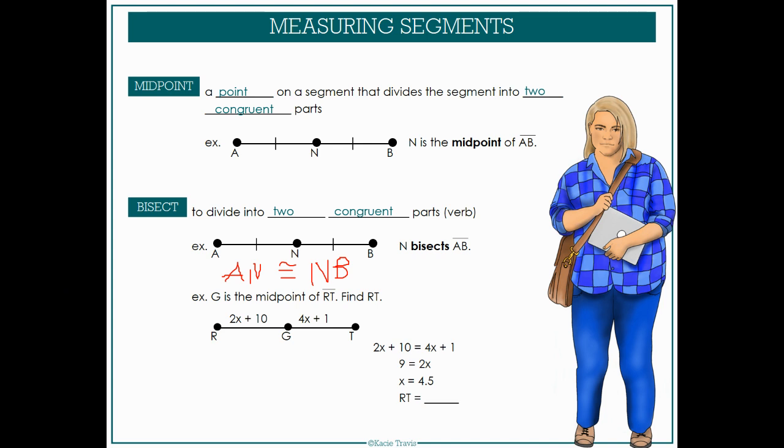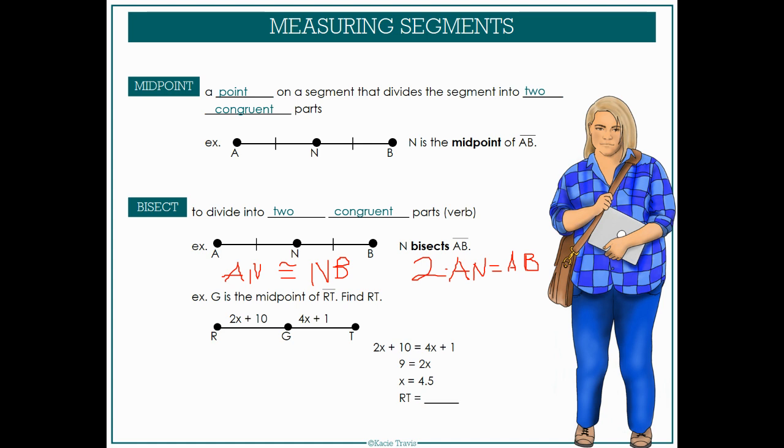I can also say that 2 times AN is equal to the whole line, which is AB. Or I could say 2 times NB equals AB. But basically, I know that those two parts are both the same. So really, that number times 2 gives me what AB is.